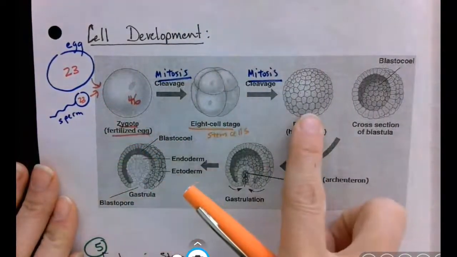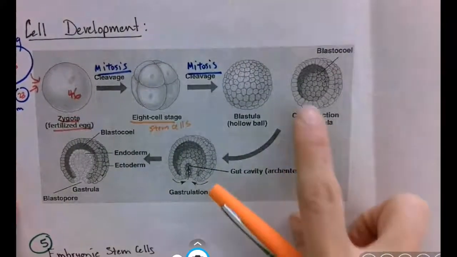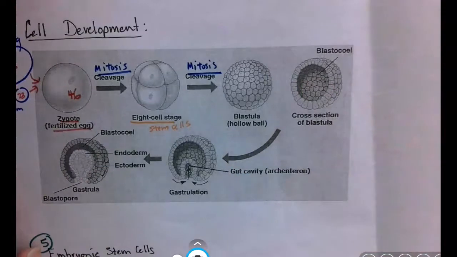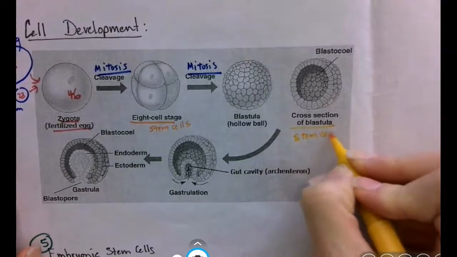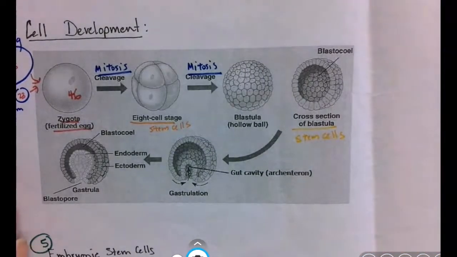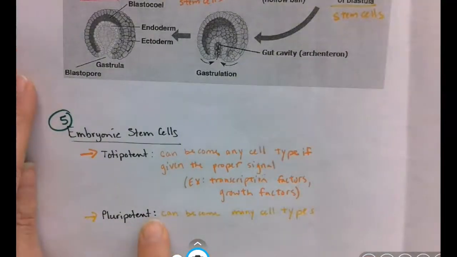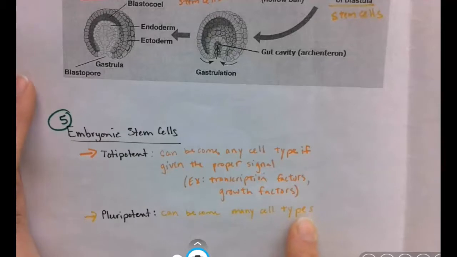These cells continue to divide by mitosis. As they divide by mitosis, we get the blastula, which is basically a hollow ball. The cells are on the outside and the inside is hollow. These types of cells are also stem cells, but they're on their way to specialization. Okay? So they are called pluripotent stem cells. Pluripotent stem cells can become many cell types. For example, maybe they can become any type of cell in your intestinal tract. Okay? So they can't become every cell type, but they can become many cell types.